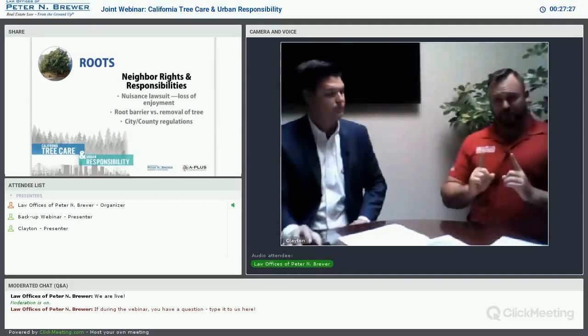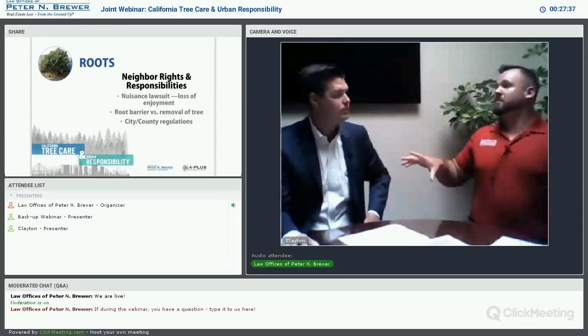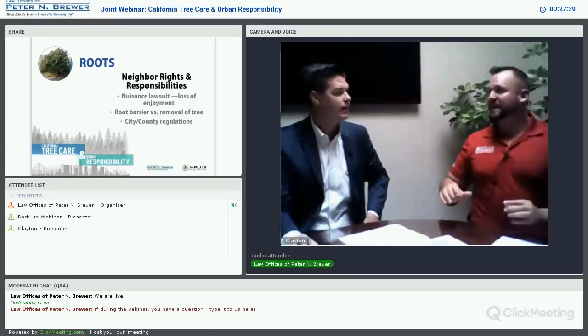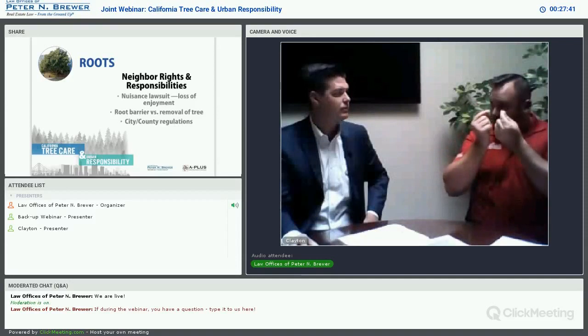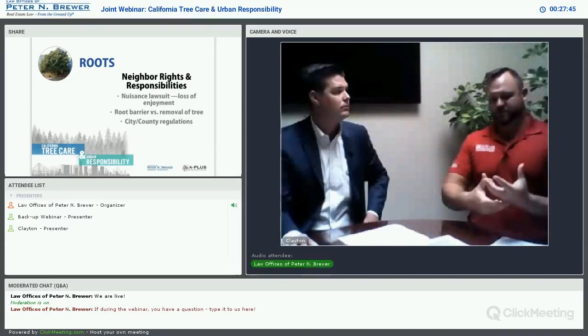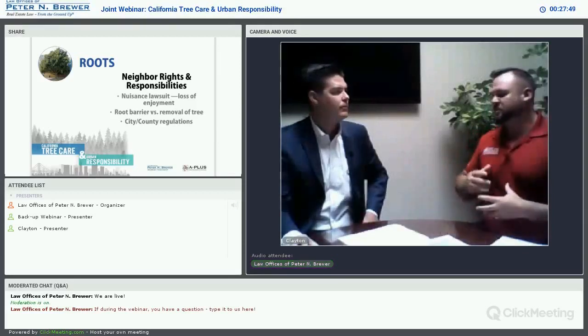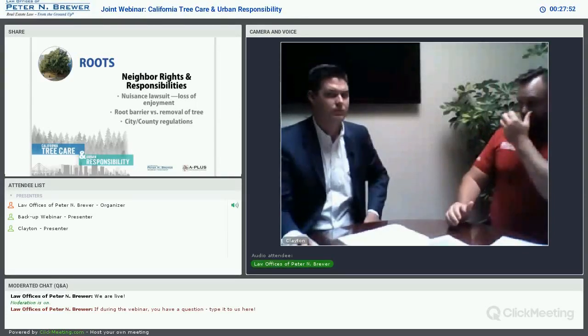Now, I'll just do one more thing. There's two types of roots typically. There's anchor roots. Those are the big ones that are messing up everyone's property. And then there's the fibrous roots, the little hair-like roots. Now, they're not causing any problems to anybody except maybe your sewer if they get in there. But those are the roots that help the tree absorb water and nutrients.